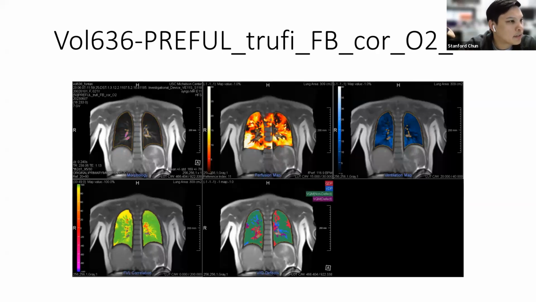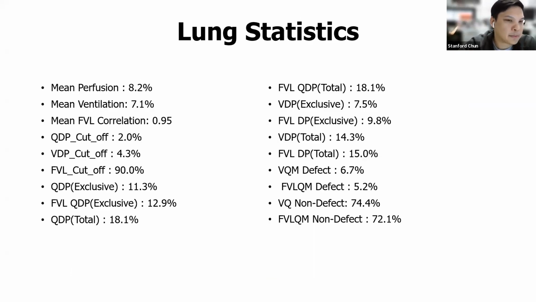Yeah, so this one was pretty straightforward. This is one of the coronal with the O2. I just put the lung statistics if you wanted to see it.